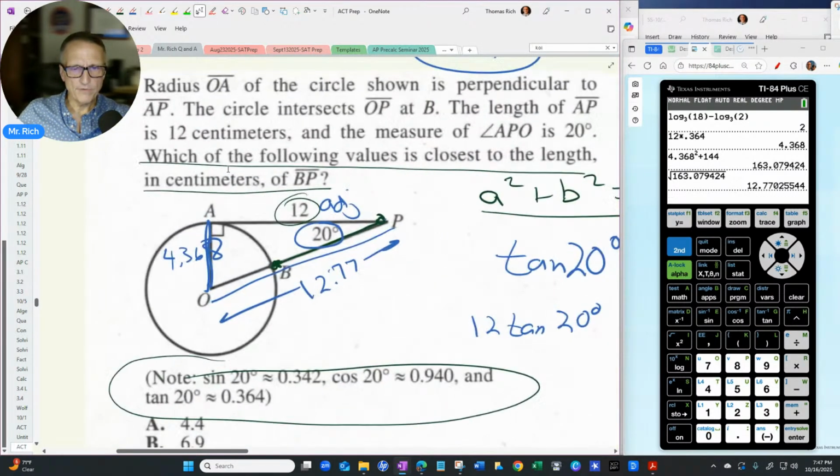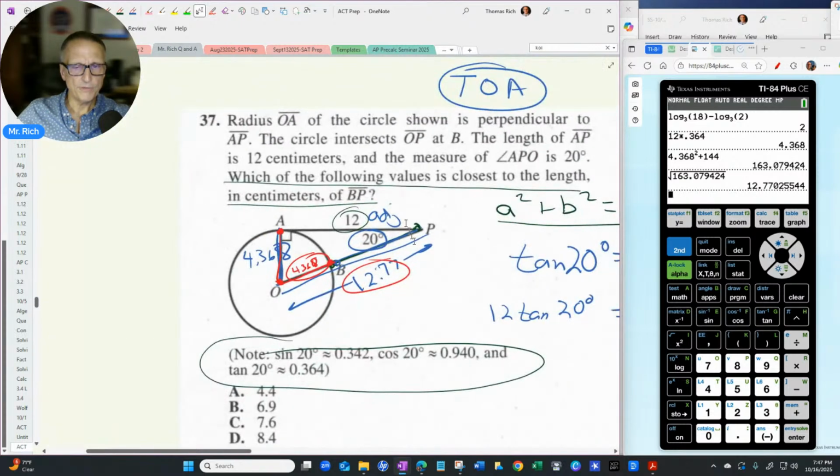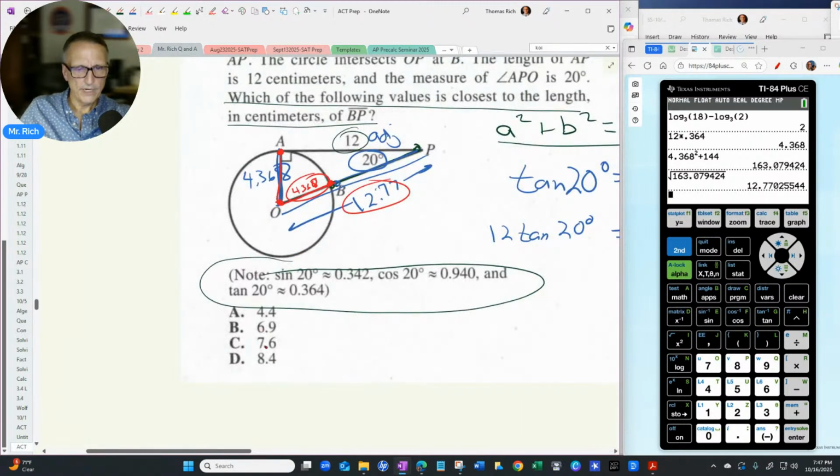And then I'm like, well, that's not what they want. They don't want me to get the whole thing. They only want me to get this part right here. And then I realize, wait a minute, this distance from O to B is the same as A to O because they're both radii of the circle. So if that's 4.368, so is that part. And now it's just a matter of subtracting those to get the desired segment BP. And when you subtract those, we're going to get 8.4. And that's going to be our answer.